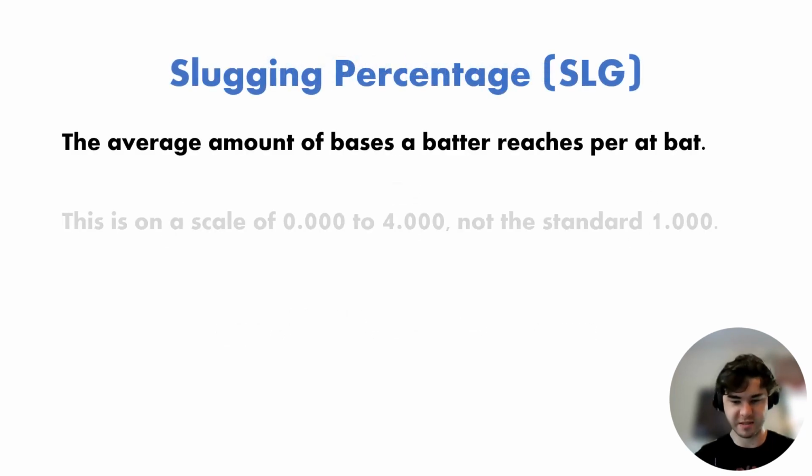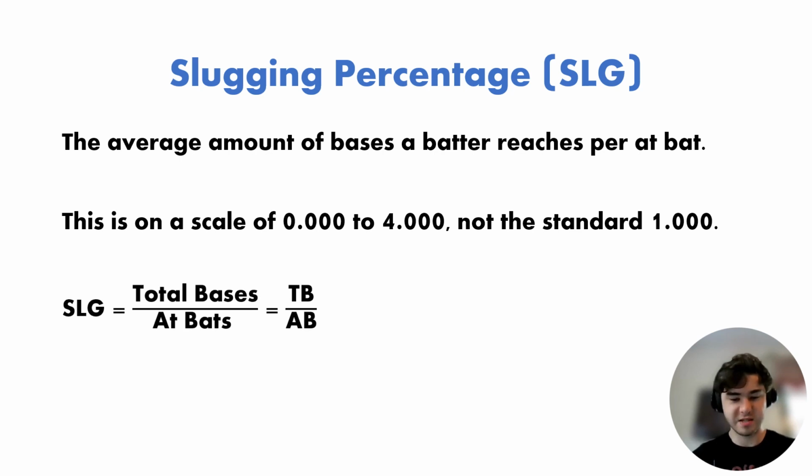Next, I have to explain slugging percentage, which is the average amount of bases that a batter accrues per at-bat. Now, please note that the denominator here is at-bats, not plate appearances. This is simply about hits, not reaching base. It's measured on a scale of 0 to 4.0, which in this parlance is called 4,000, not the standard 0 to 1,000 scale of most rate stats in baseball and wiffle ball. And the formula, as you can see, is total bases over at-bats.